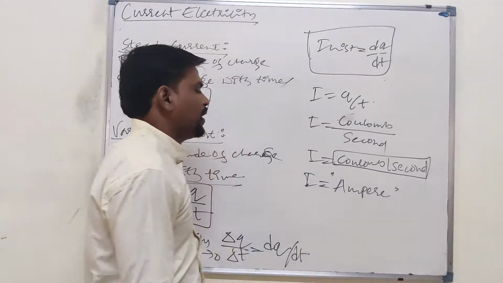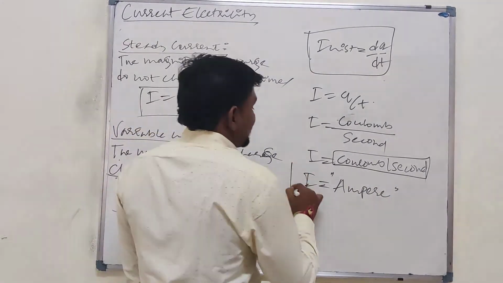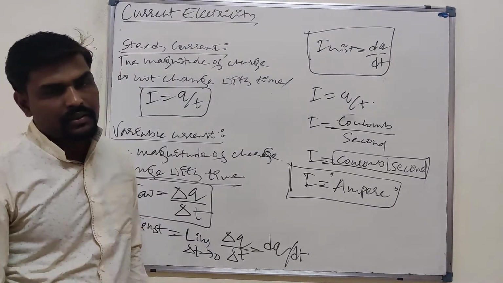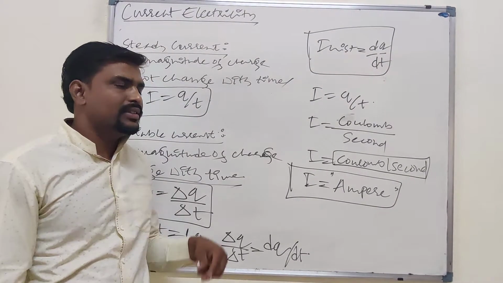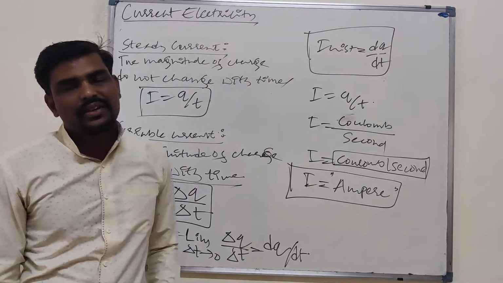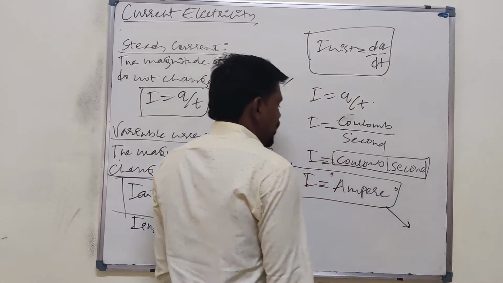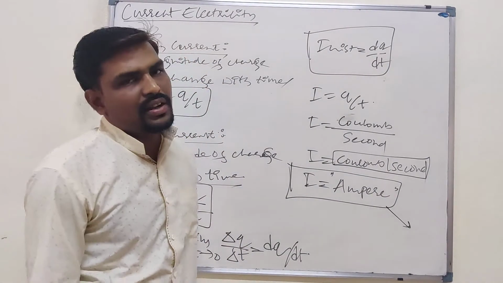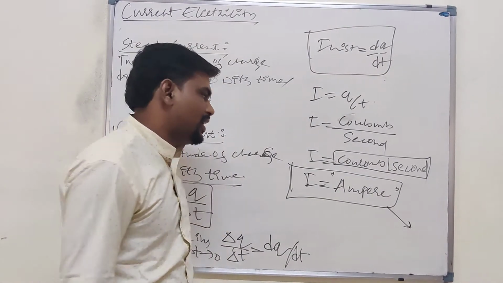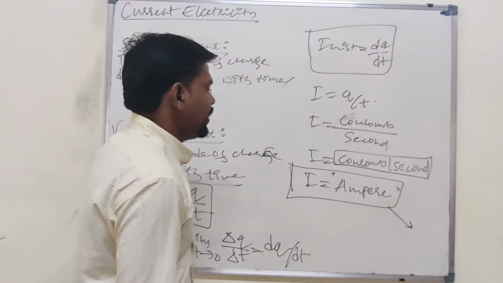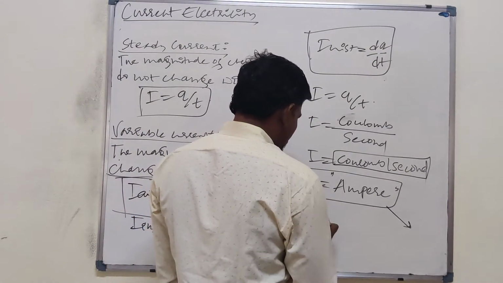The SI unit of current is ampere. This ampere is one of the 7 fundamental units, one of the 7 fundamental quantities, right?